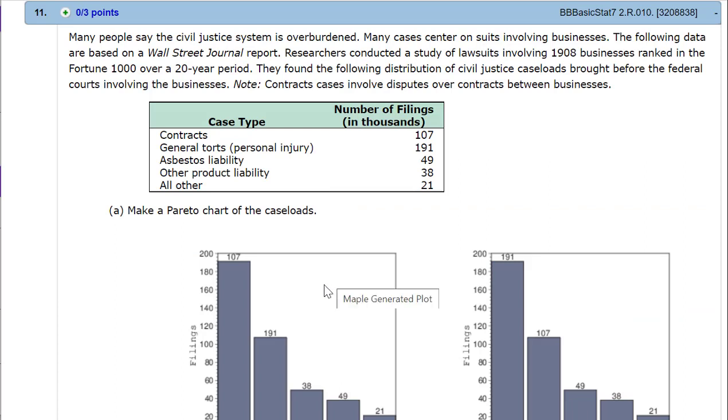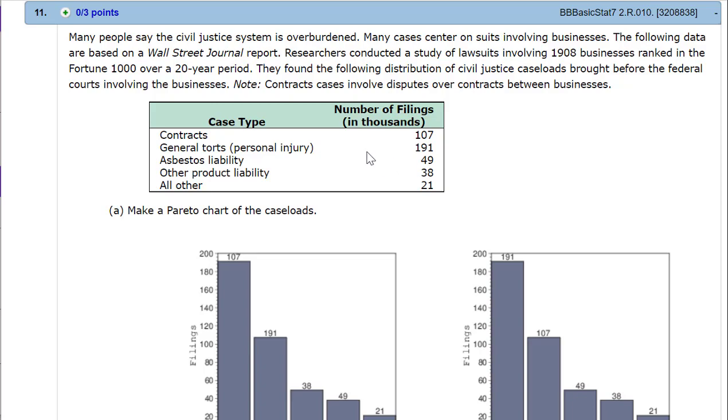Many people say the civil justice system is overburdened. Many cases center on suits involving businesses. The following data are based on a Wall Street Journal report. Researchers conducted a study of lawsuits involving 1908 businesses ranked in the Fortune 1000 over a 20-year period. So make a Pareto chart.